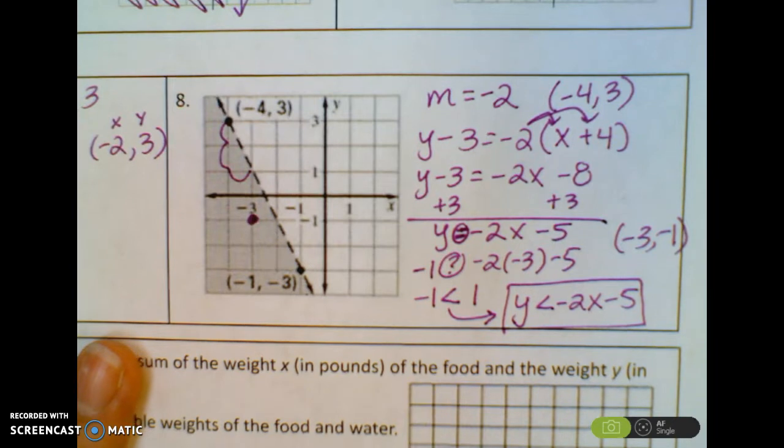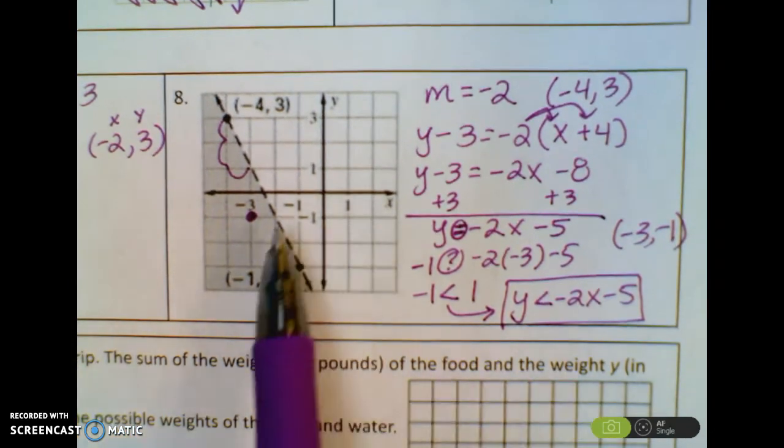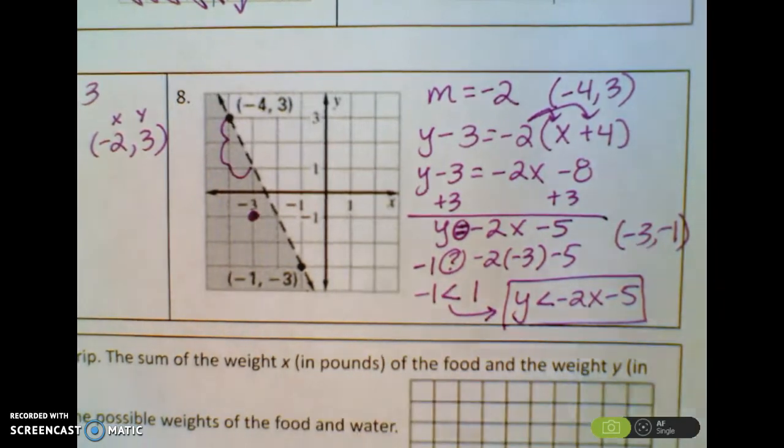So that's how we write linear inequalities for the given graph, and I misspoke a second ago when I said that's our equation. That's our inequality, not an equation. So there's the inequality for that graph.